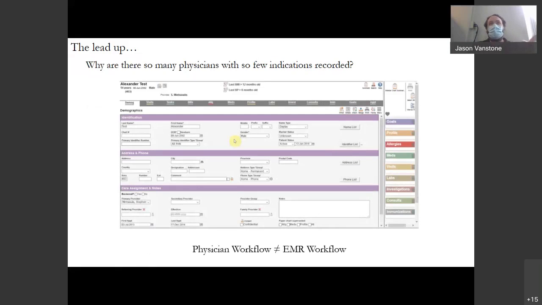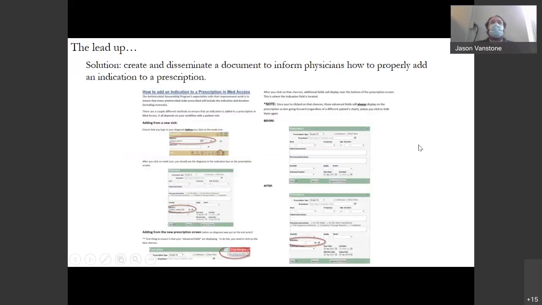One of the things we found out through that was that the physician's workflow, or the prescriber's workflow, did not match the workflow in the EMR. This is just an example screenshot of MedAccess, and it was something, I don't recall the exact reasoning, but something to the effect of by the time they get to putting the diagnosis, they've already gone through the prescription aspect, and they didn't want to have to go back to click in and figure out where to put in their indication in the prescription.